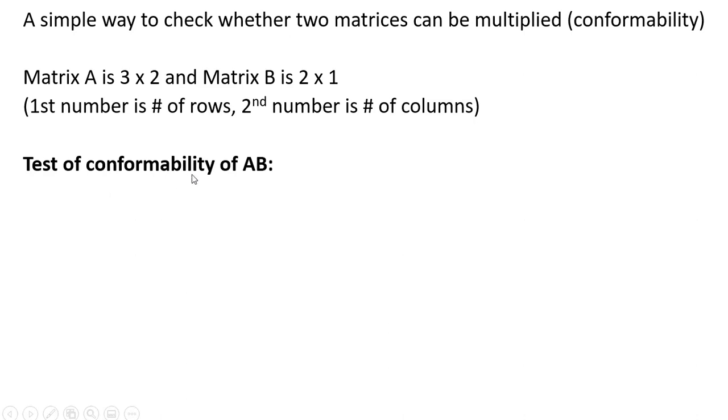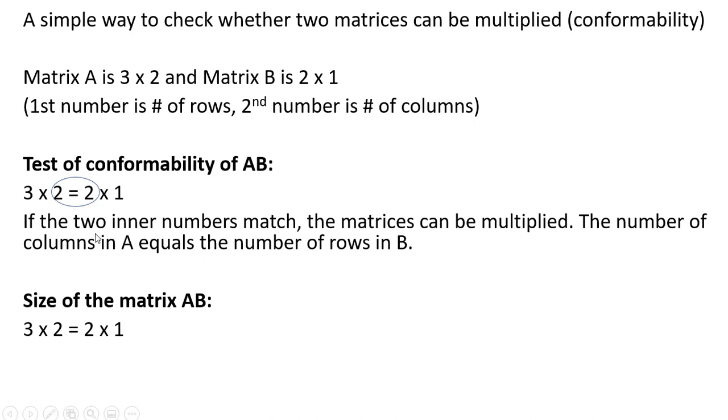So the test of conformability of A times B: write matrix A's dimensions and then put next to it matrix B's dimensions. If the two inner numbers match, we can multiply the matrices. So if the two inner numbers match, the matrices can be multiplied.